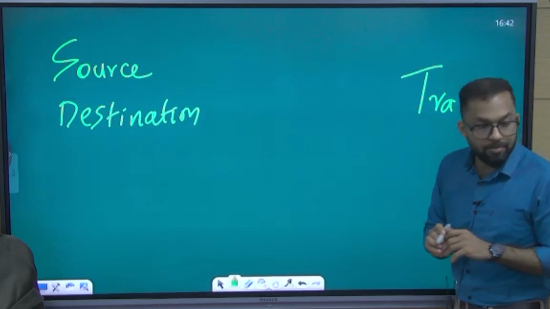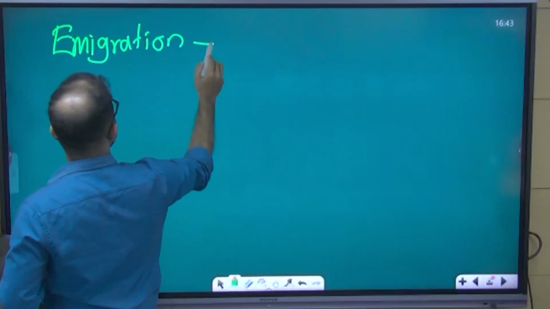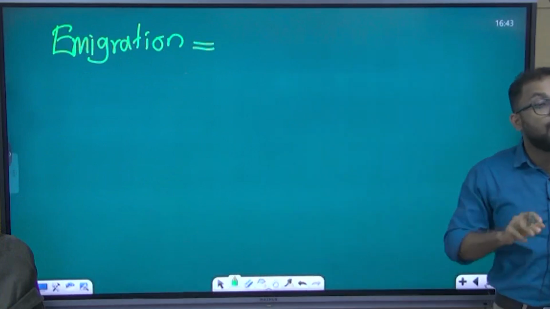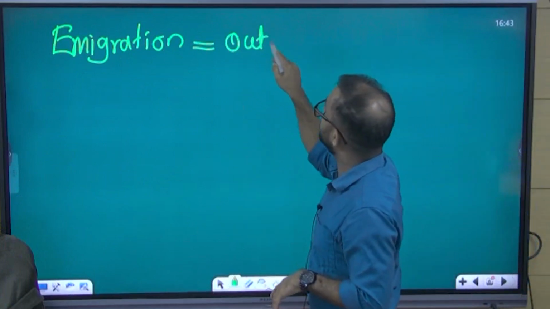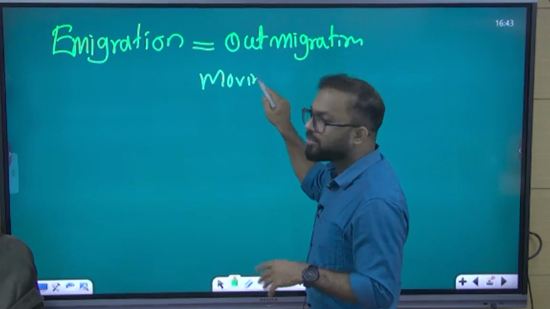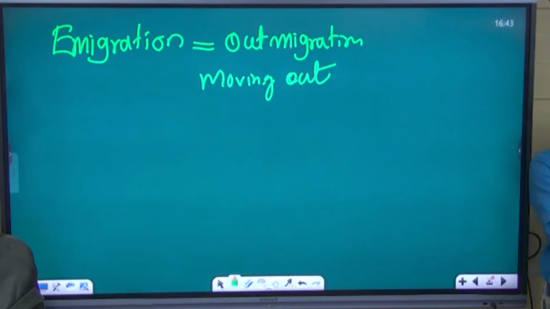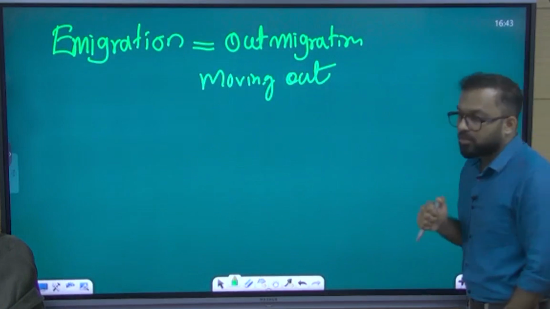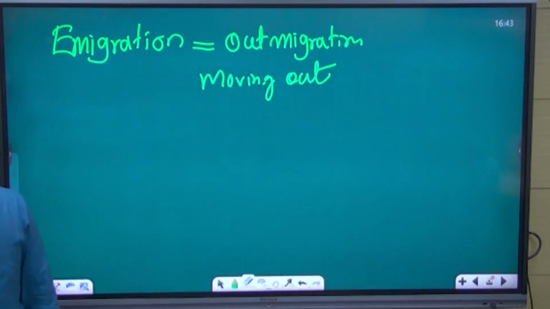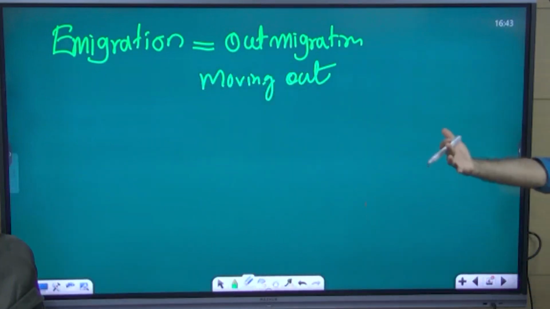Emigration. What is emigration? Emigration means out migration, which means moving out from a state or a district or a country towards other. Out migration or emigration. So they are called emigrants. Emigration clearance is for those people who are moving out. Emigration means moving out or migrating out.